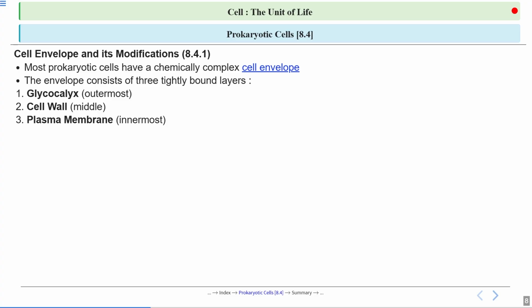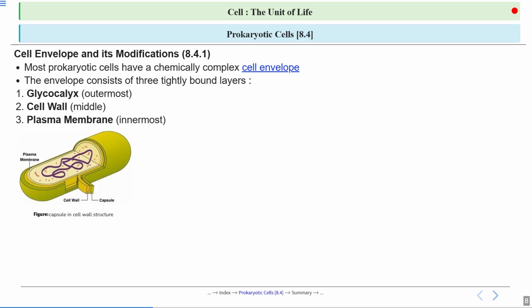Glycocalyx is found in bacteria and other prokaryotic cells as well. And glycocalyx is a viscous gel-like substance. Clear? And what is the composition of glycocalyx? It is made up of polysaccharides, or it can also be made up of polypeptides. Clear? So this was about glycocalyx. We have discussed the function of the glycocalyx as well.